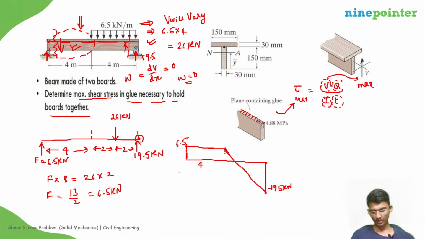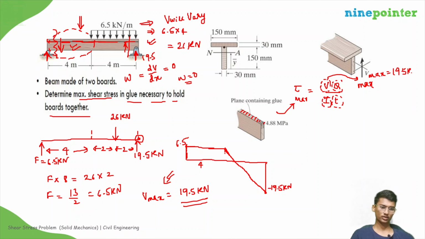So the maximum shear force you can clearly see, V max in magnitude we need to consider. So that will be 19.5 kilonewton. Okay. So we need to take V max equals 19.5 kilonewtons. Now the remaining is we need to calculate Q, I and T, right? So the T should be this one, the plane containing glue is this T, not this T, okay? That you need to understand. So this T is 30 mm, right?